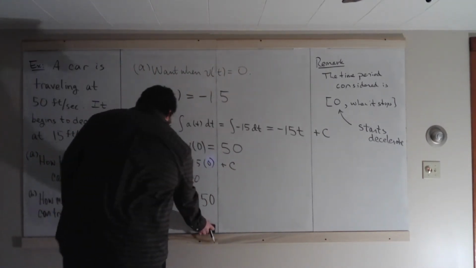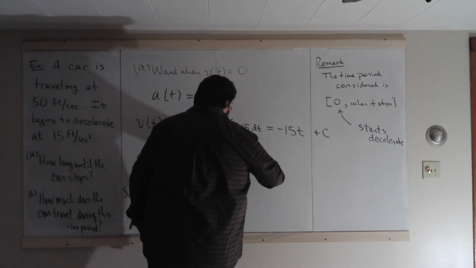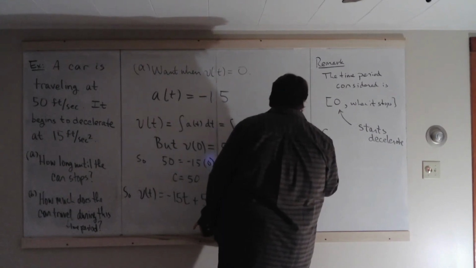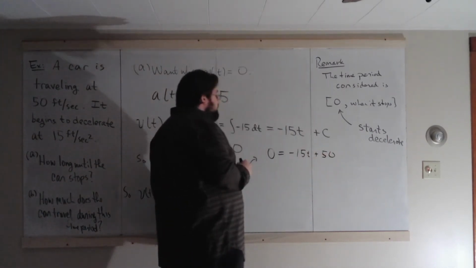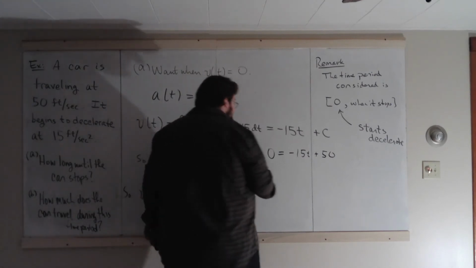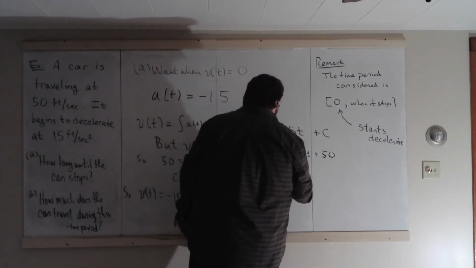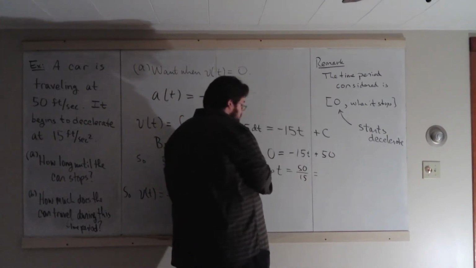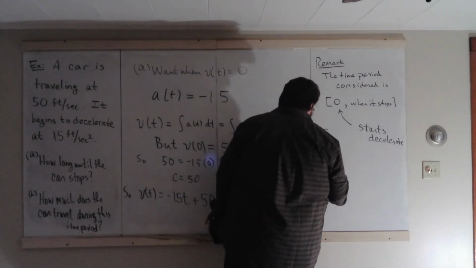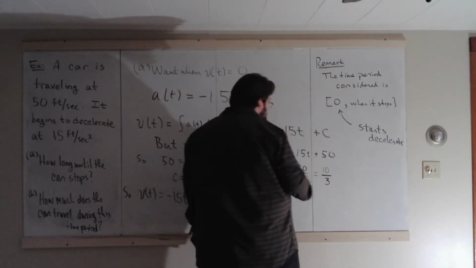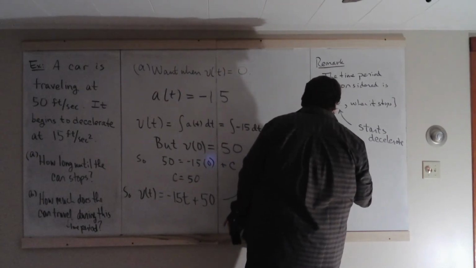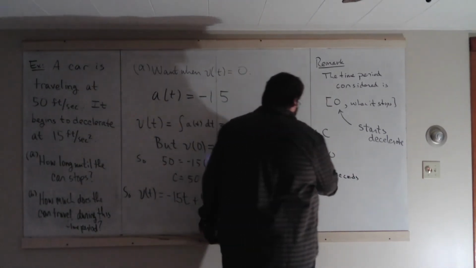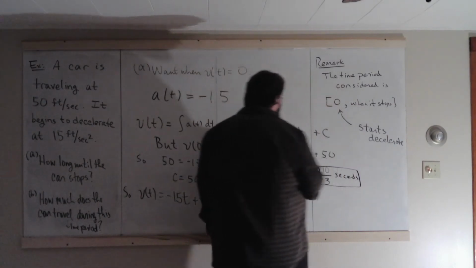So maybe I'll just go up here. We want to solve when velocity is 0. 0 equals negative 15t plus 50. Solve that for t, so add 15t, divide by 15. So t equals 50 over 15, which reduces. What does it reduce to? 10 thirds. So 10 thirds seconds. So this car stops after 10 thirds seconds.